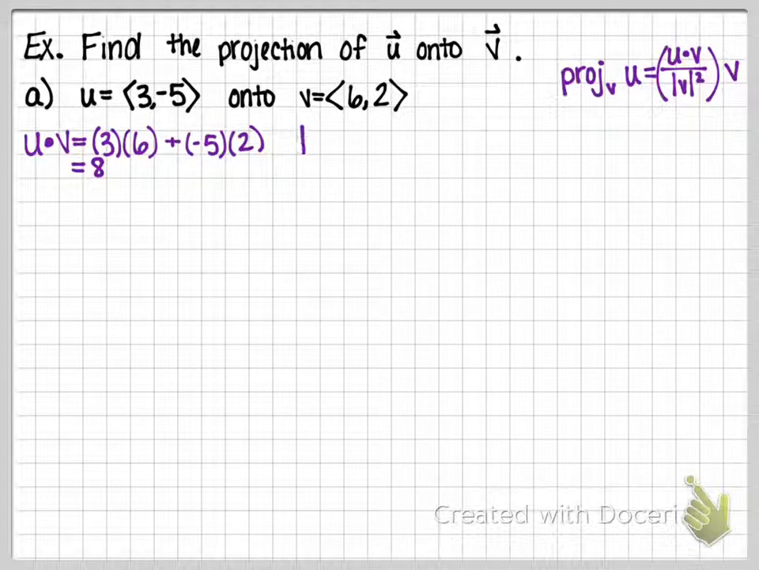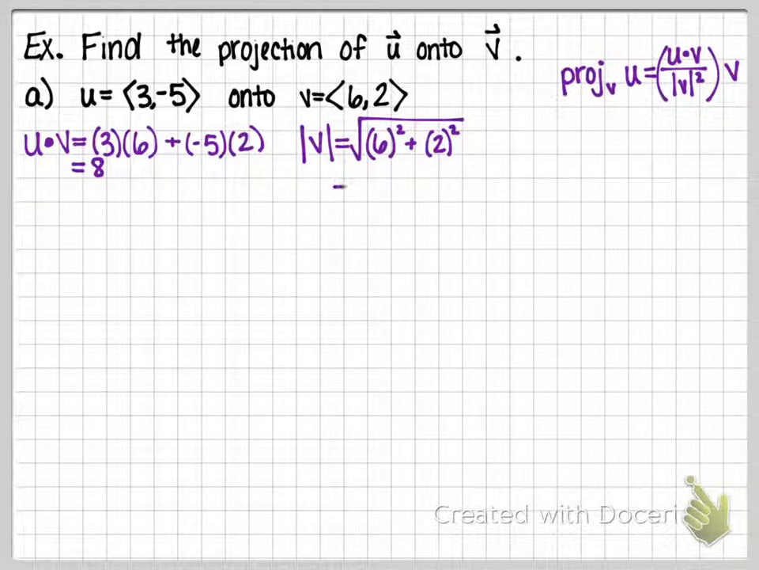The next thing that I'm supposed to find is my magnitude of v. So we've been finding magnitude for a long time, so I'm going to end up with 6 squared plus 2 squared, and then we'll square root that sucker. So 36 plus 4, so I end up with the square root of 40.